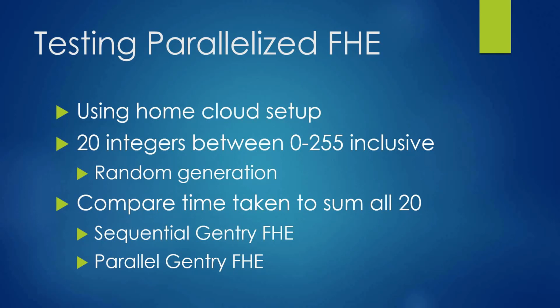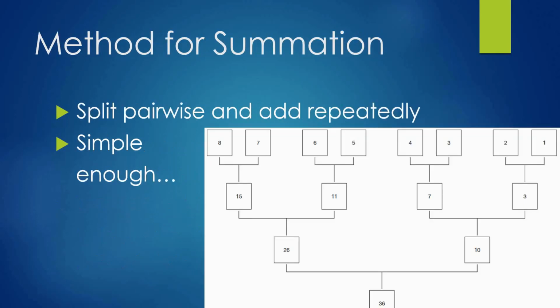Well, that's the point of this test. So for the summation method, it's going to be very similar to what we had seen in the previous diagram. We're just going to split each one pairwise, following the data dependency graph. We want to split the 20 integers into 10 different pairs and add those pairs separately. When we generate and add a new integer, we just split those into pairs as well.